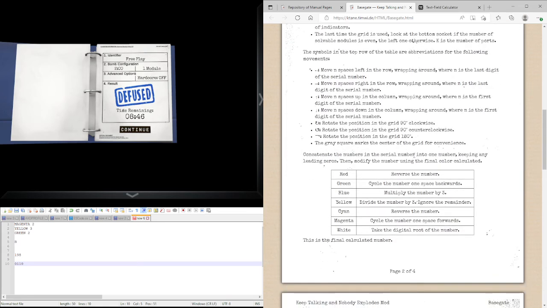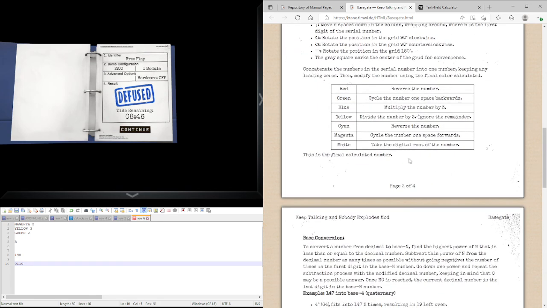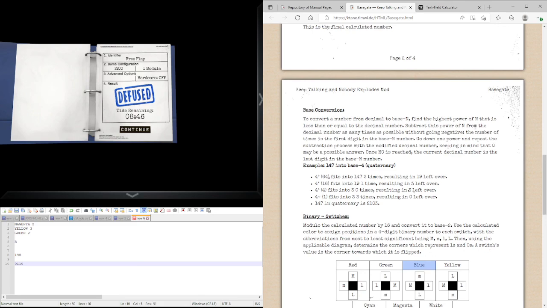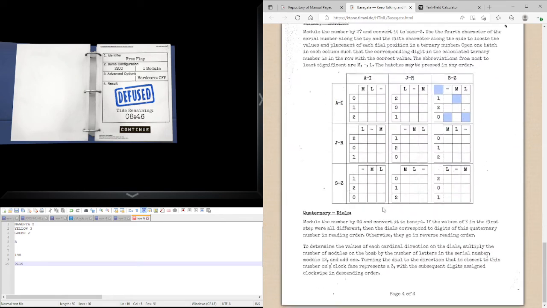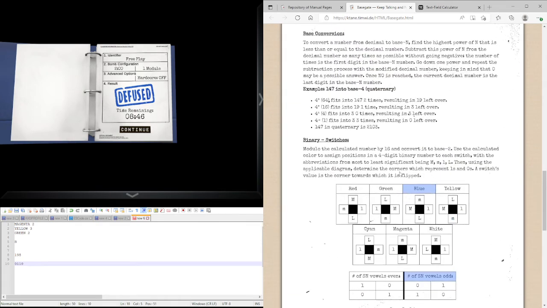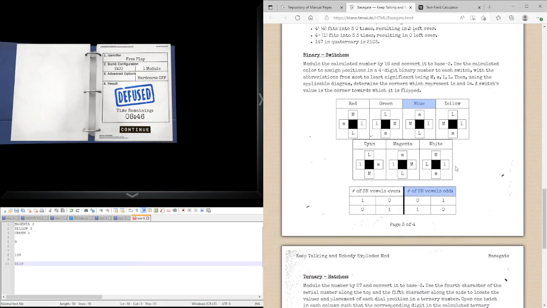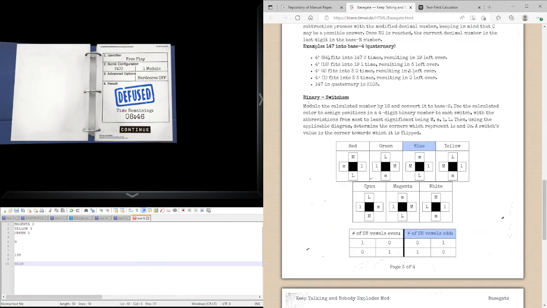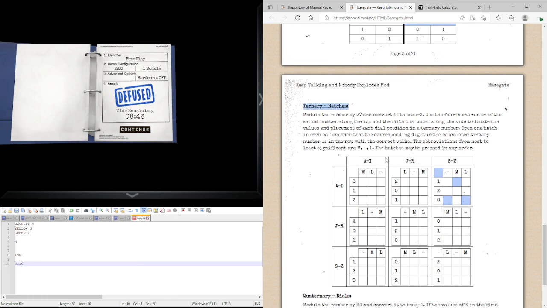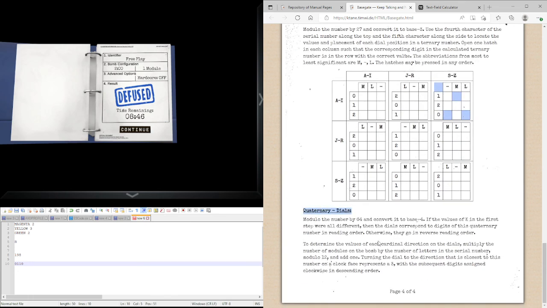Then we concatenate the numbers in the serial number and modify them using one of these rules to get our final calculated number, which we'll submit modulo 16, 27, and 64 using our calculated colour and the given rules, where the binary is the switches, the ternary is the hatches, and the quaternary is the dials.